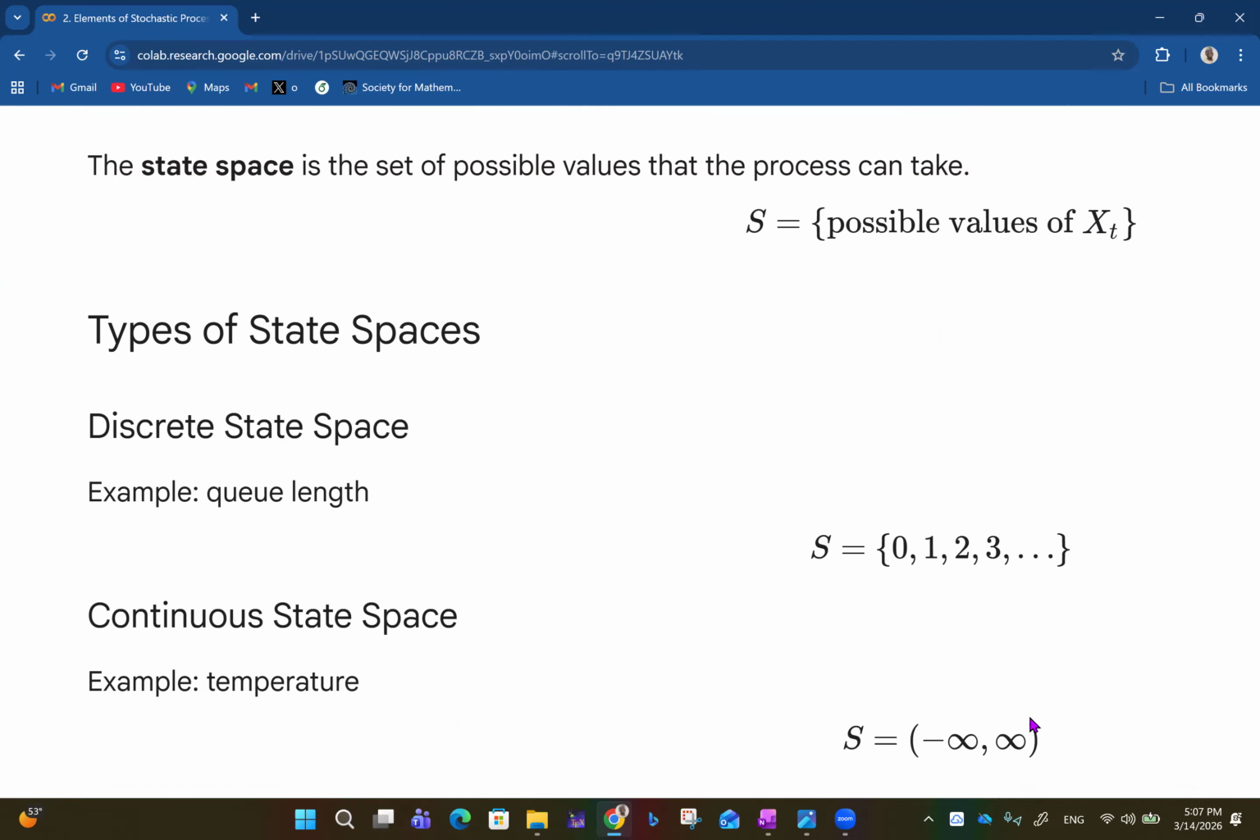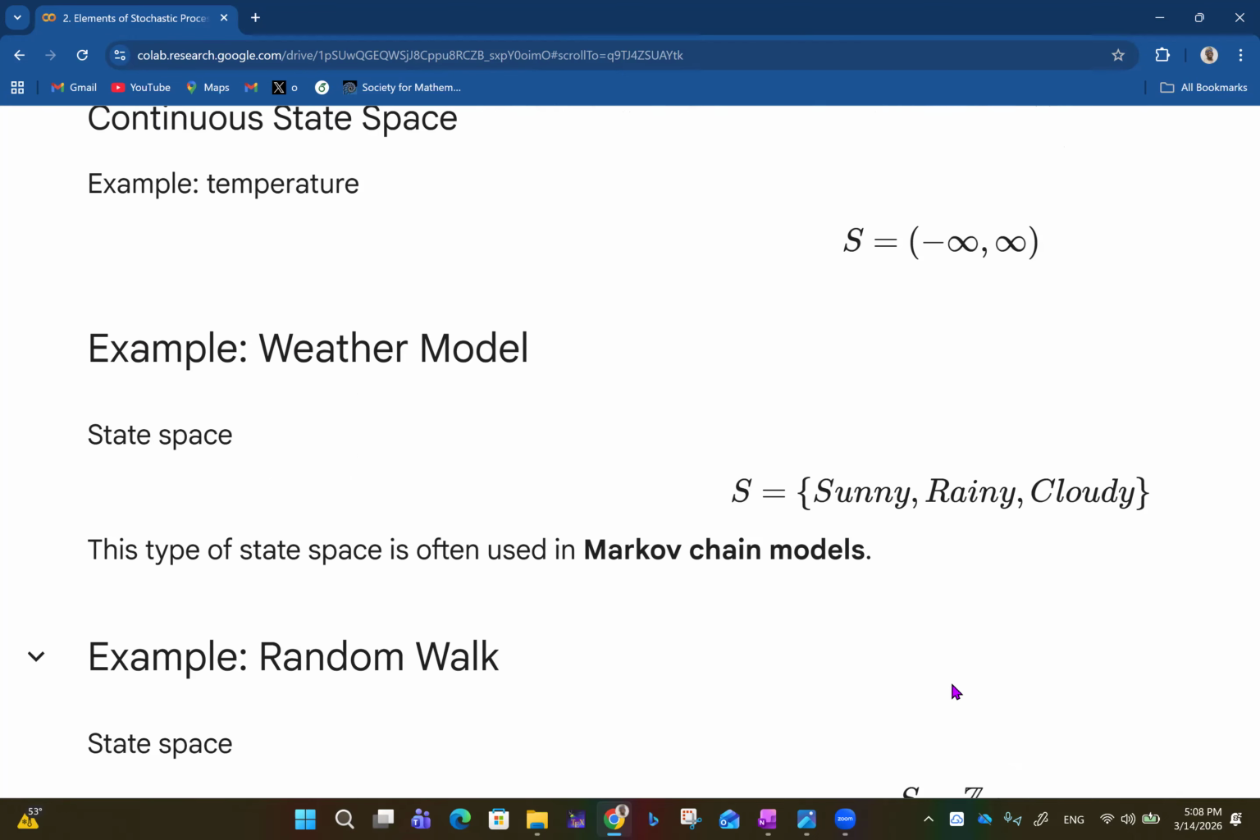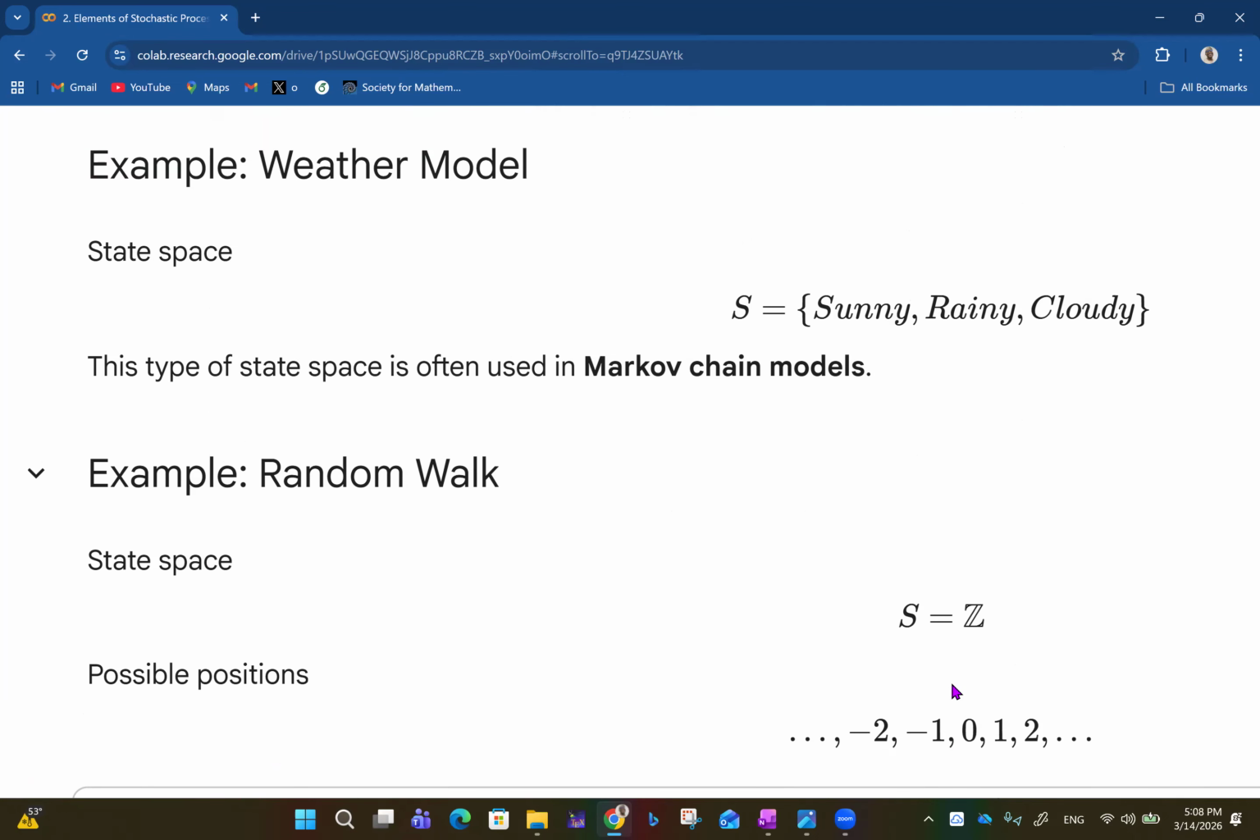Like, what is the probability that if today is sunny, tomorrow is going to be rainy, and what is the probability that if tomorrow is rainy, the day after is going to be cloudy. So that's more like a Markov chain kind of thing as you're going to see as we move on. Then talking about random walk now, the state space S is the integers, because you can move from this fixed point to another fixed point and keep moving around like that. So possible positions are all the integers -2, -1, 0, 1, 2. By the way, 0 is an integer for sure.